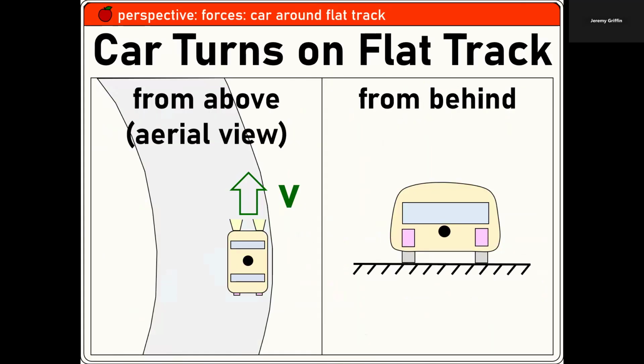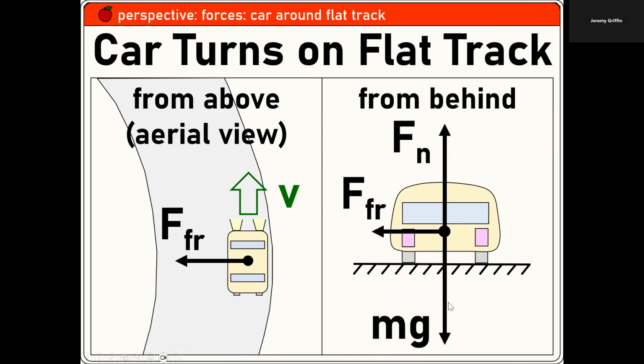Now, the car turns on a flat track. What does it look like from above? Friction force. It's making a left turn. What does it look like from behind? Left turn. So the friction between the tires and the road lets it make the left turn.